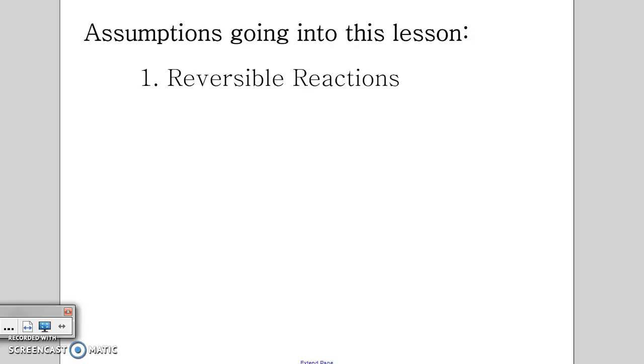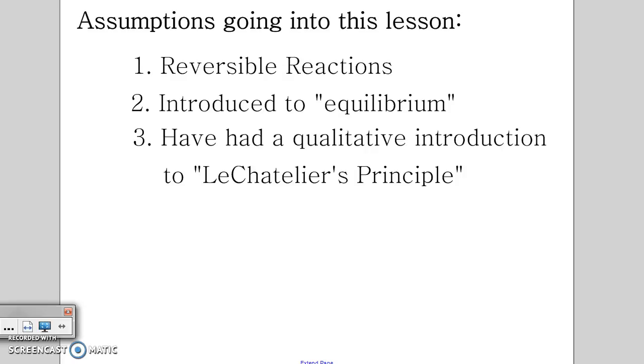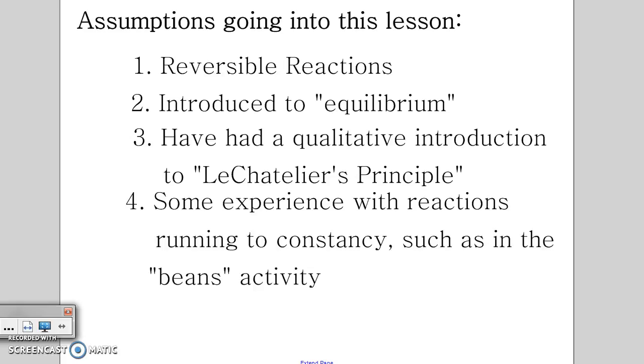We assume that you already are familiar with the idea of a reversible reaction, that you know what an equilibrium is, a dynamic equilibrium in which reactions are occurring in both directions to produce no net change in concentration amounts in products or reactants. And you should have also had a little bit of a qualitative introduction to Le Chatelier's principle. And for my class, you should also have some experience with the reactions running to constancy, such as in the beans activity that I used to illustrate this idea.